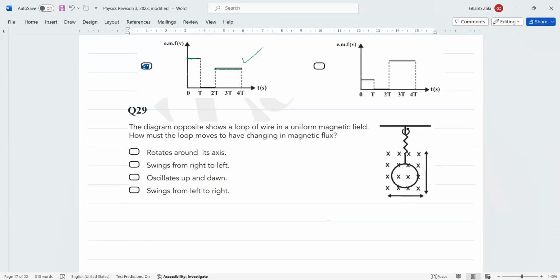The diagram opposite shows a loop of wire in a uniform magnetic field. How must the loop move to have a change in flux? Actually, if it rotates right or left, no change. Up and down, no change. But if it rotates around the axis, we have a change in what? In angle. So only this one changes, but the other ones, no change. Nothing happened. So EMF is induced just when it is rotated around the axis.